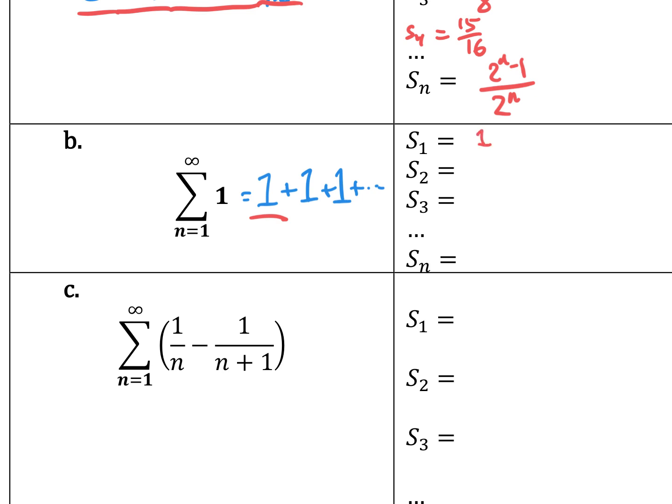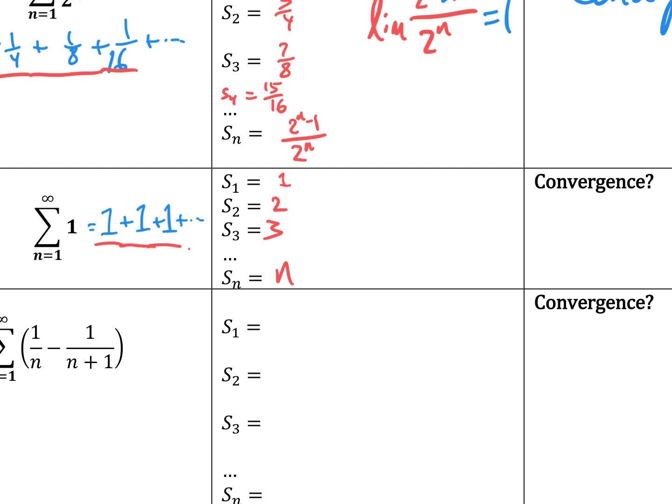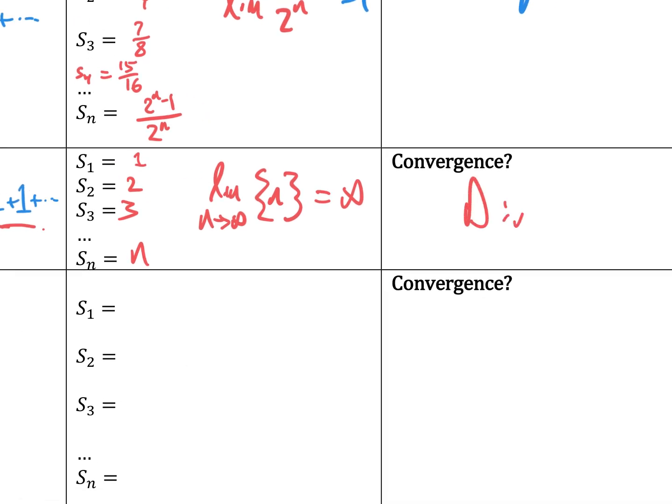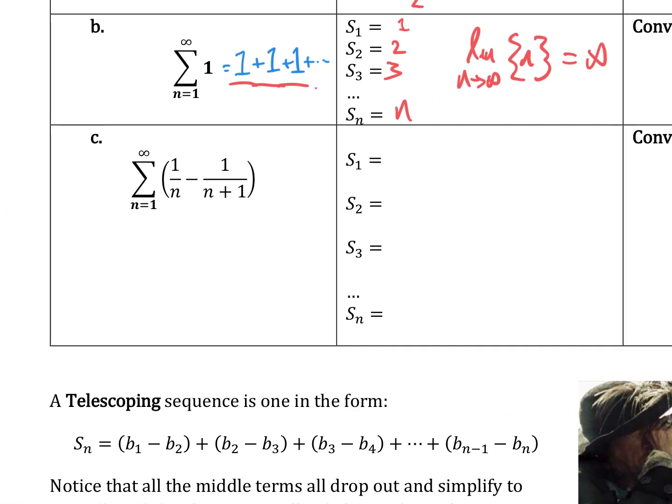Add the first one up, you get 1. Add up the first 2, you get 2. Add up the first 3, you get 3. Add up the first n numbers, you get n. Well, as n gets larger and larger, what's the limit as n goes to infinity of n? So as n goes to infinity, this sum goes to infinity. So this diverges. It doesn't go to a finite number. All right, one more here.